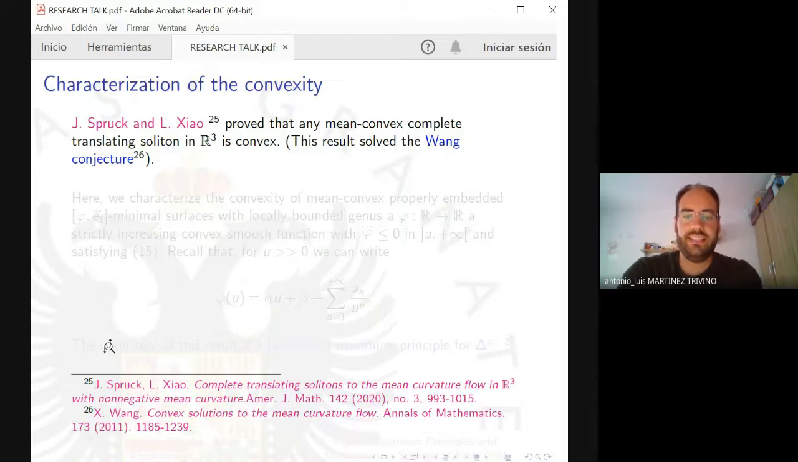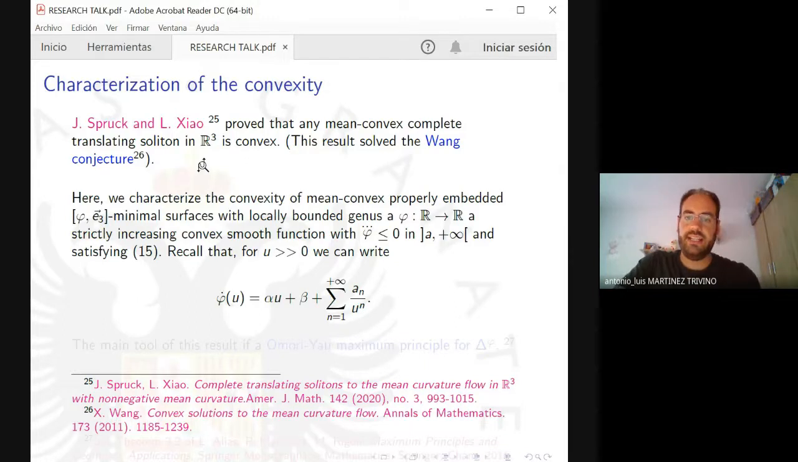Now we get a characterization of the convexity of this family of surfaces. Bear in mind the result of Spruck and Xiao: they proved that any mean convex complete translating soliton in R3 is convex. Moreover, this result solves the convexity conjecture. So joining both results, we can assure that the only entire translating soliton graph is the bowl translating soliton.